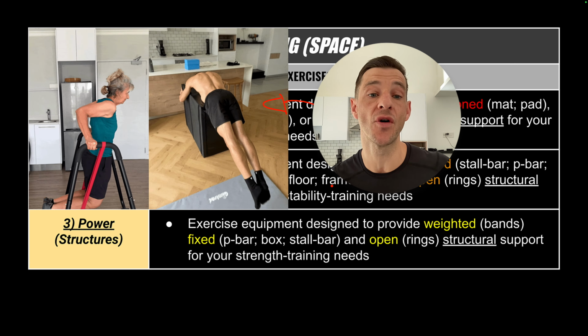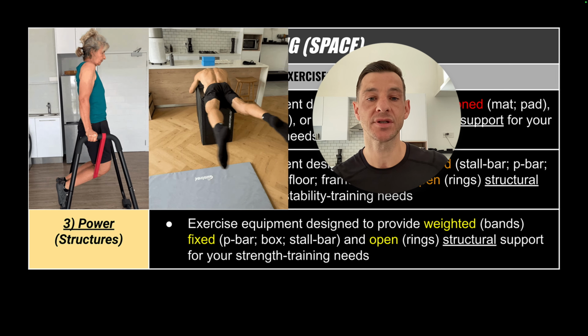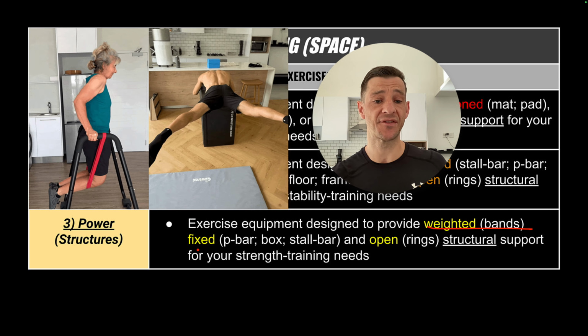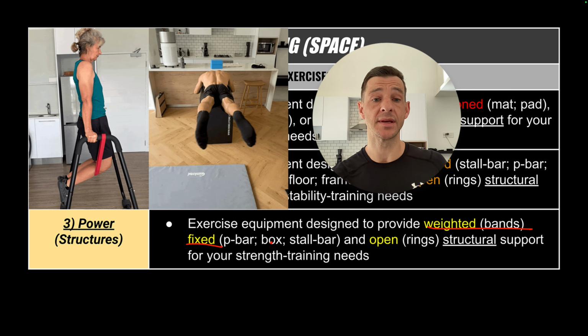Moving on to our second example, what exercise is this? This is known as the reverse back extension hypers. What type of support am I using here? Are there weights involved? No. Is it fixed? Yes, the box is not moving.